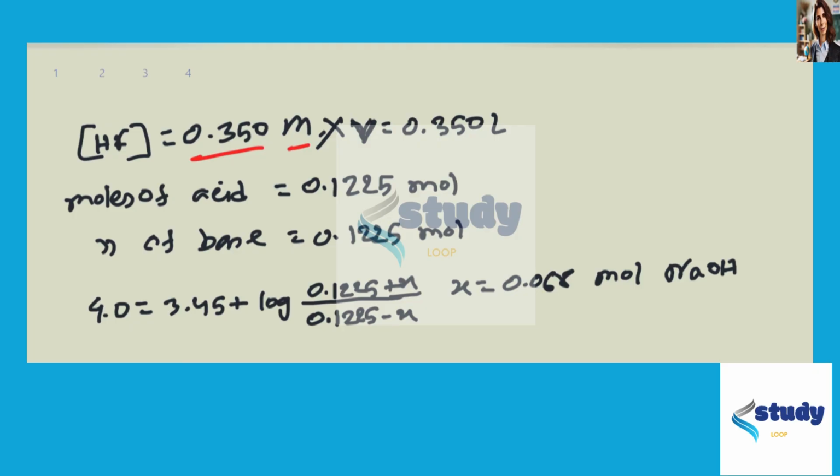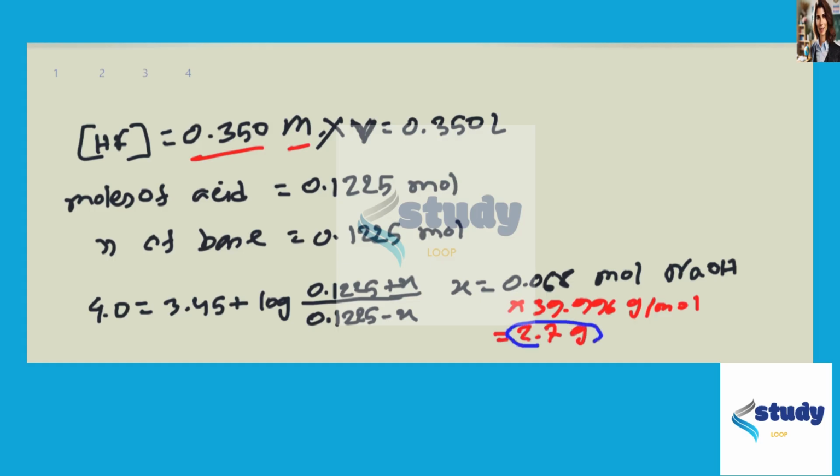So if we just multiply this number of moles by the molar mass of sodium hydroxide, we will get the mass of sodium hydroxide here. So we multiply it by 39.996 gram per mole, and our resultant mass of the sodium hydroxide will be 2.7 gram.